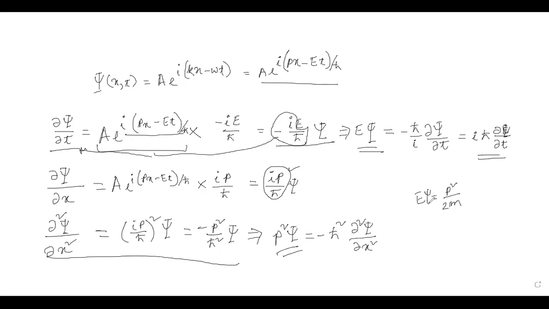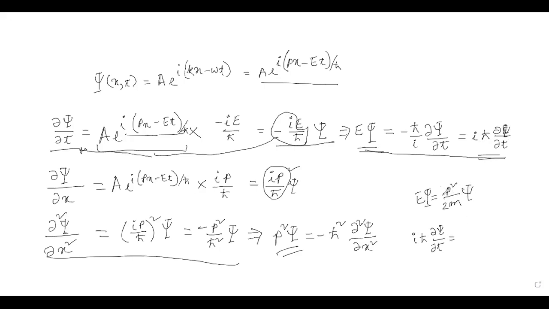If I add psi on both sides, what do we get? E psi is equal to P square by twice m psi. What is E psi? E psi is given by minus i h bar del psi by del t. So this left hand side becomes i h bar del psi by del t. This is equal to P square by twice m psi.